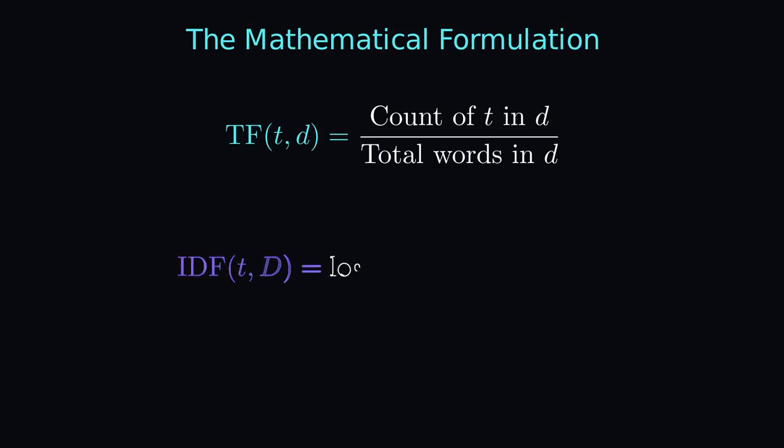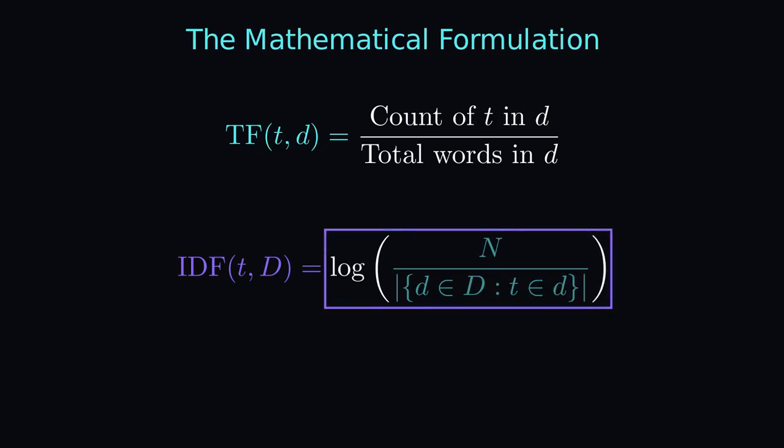Next, we calculate inverse document frequency. Here, we divide the total number of documents in our entire collection, capital N, by the number of documents containing our specific target word. But if we stop here, a large document database creates numbers that explode too quickly. To compress this scaling curve, we wrap the entire division inside a logarithmic function.